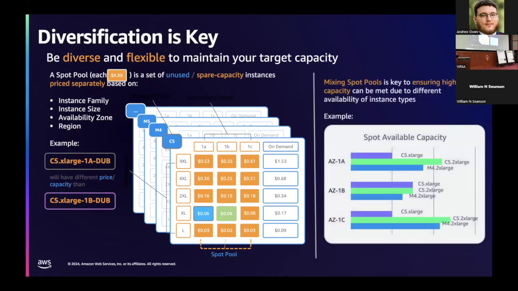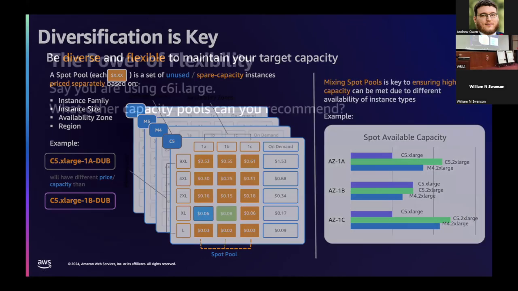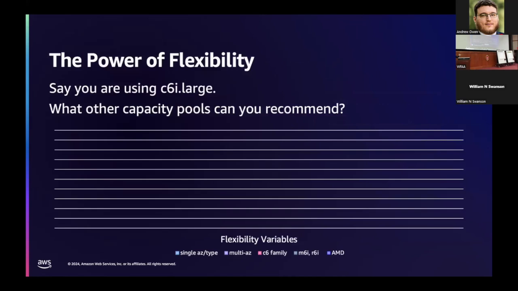So the advantage here is that by diversifying, you're going to massively improve the opportunity for you to acquire that capacity, especially if you're running like 100,000 cores or 1,000,000 cores. You want to have that capacity come from all over the EC2 options that you have, so that you can complete your job and move on, right?